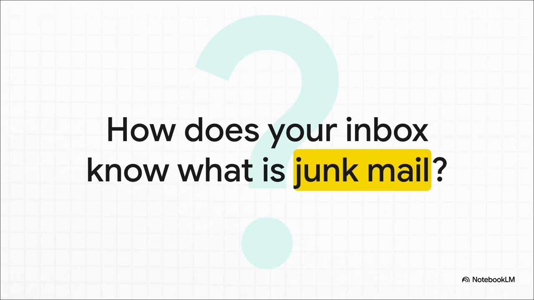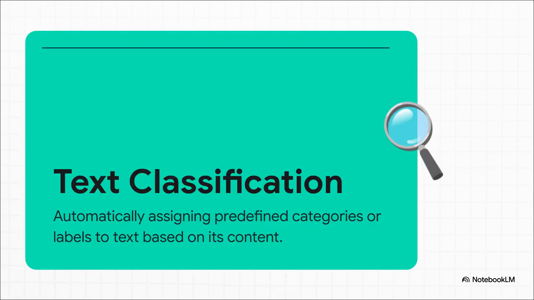I mean, really think about it. How does your inbox know what's spam? And how does a shopping site sift through literally thousands of product reviews and tell you, yep, 85% of people liked this? There isn't a massive team of people reading every single one. The secret is the same for both. And that secret is a little something called text classification.